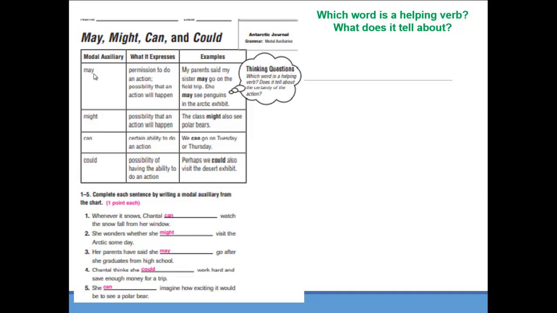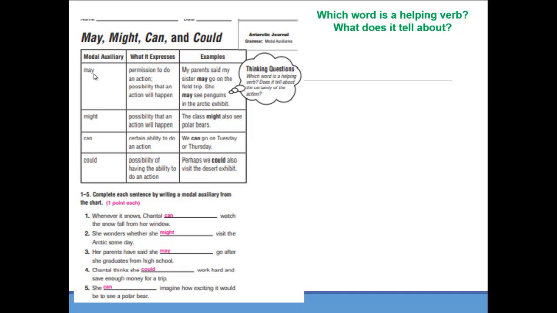Another thing that the verb may expresses is the possibility that an action will happen. It shows that an action may happen. It's possible to happen. For example, Iho may see penguins in the Arctic exhibit. She may see penguins. So it is possible that she may see penguins. An action is possible. It can happen.